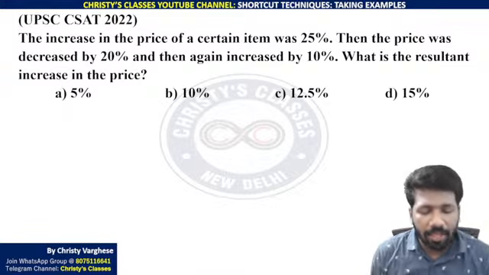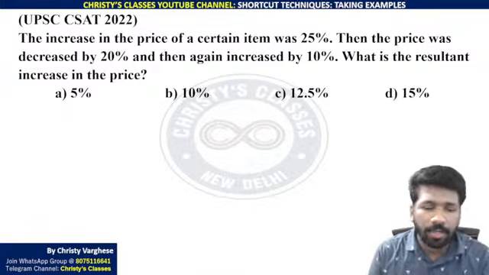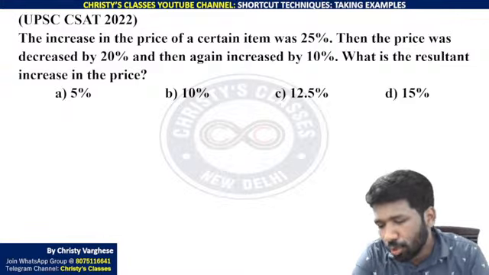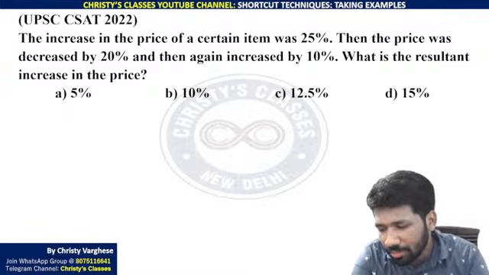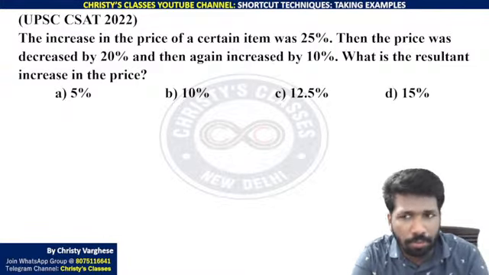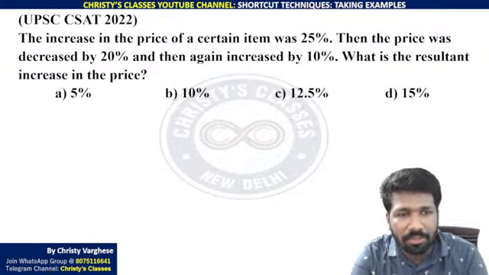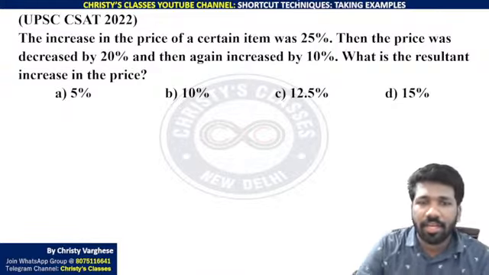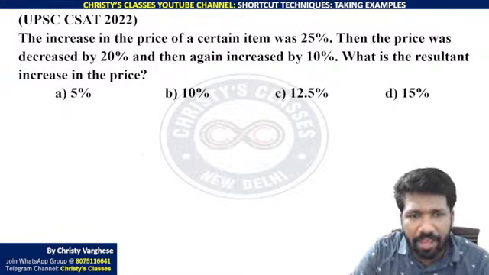So here also taking example will be very useful. It is a percentage question, and the options are in percentage, so it's a comparison question. That is why you can use options, or you can take examples. The question says an increase in the price of a certain item.